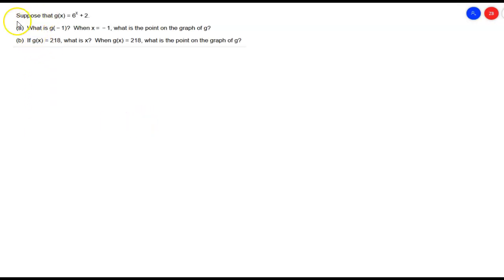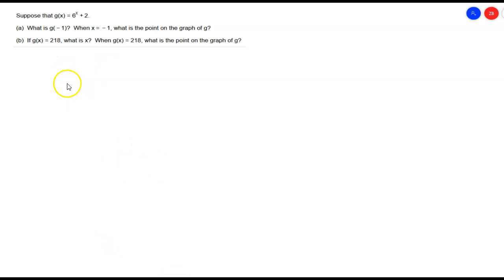But the problem we have here today, a simple problem, is suppose that we have a function g defined as 6 raised to the x power plus 2. And the first part says, what is our function g evaluated at -1? That means when x is -1, what's our y value? So let's go ahead and take a look at this.